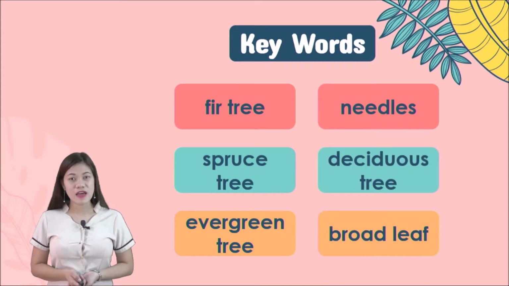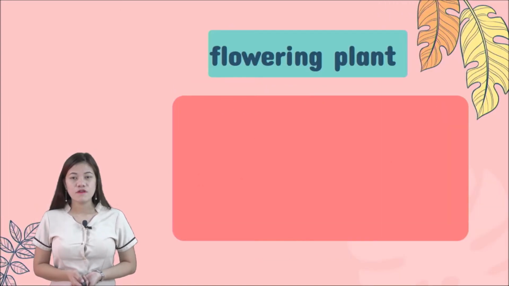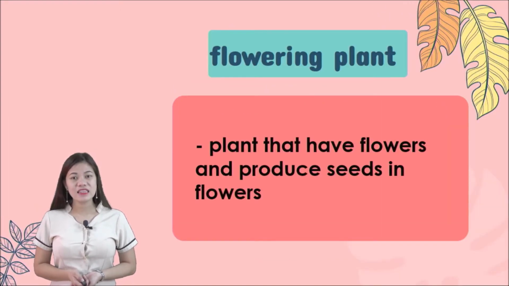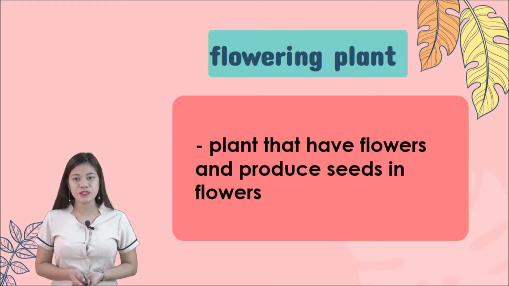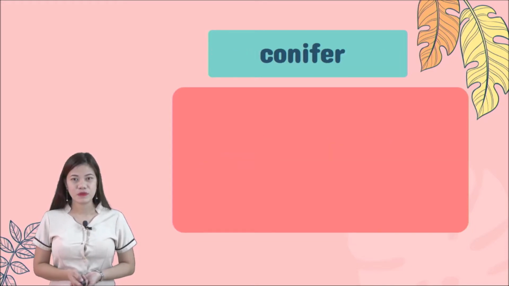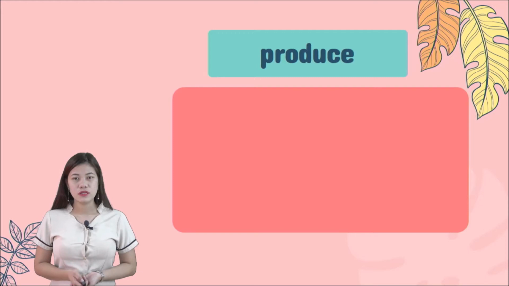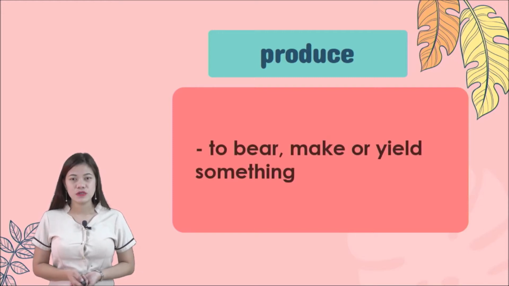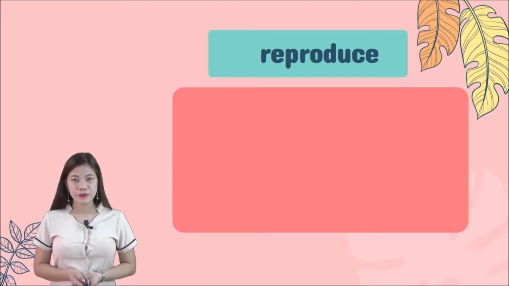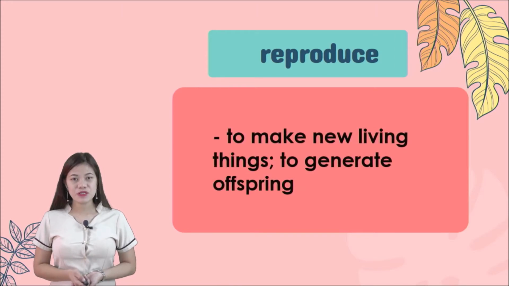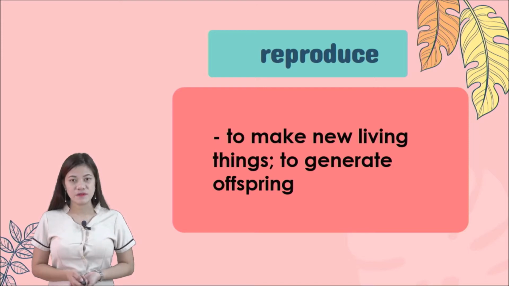Now let us find their meaning. Flowering plant means plant that have flowers and produce seeds in flowers. While conifer, trees that have needles and stay green all year long. Next we have produce. Produce means to bear, make, or yield something. Next we have reproduce. Reproduce means to make new living things, to generate offspring.